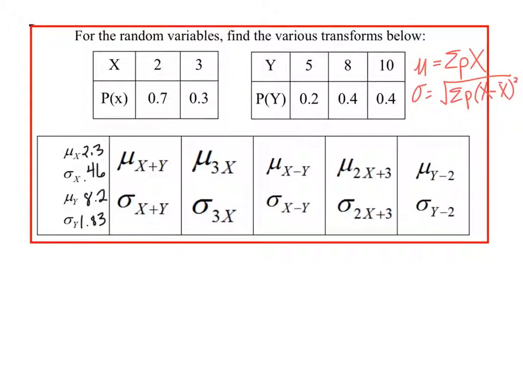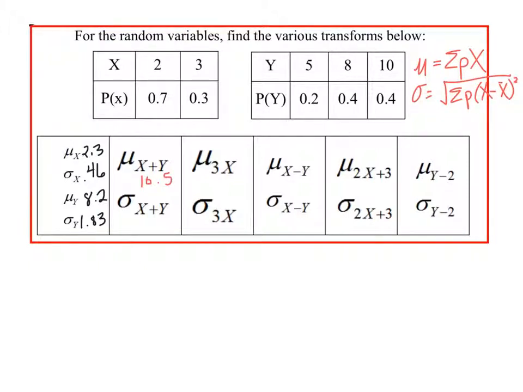Okay, so you can see I've filled those values in using the formulas, and now I'm going to start going across here. Now, the expected value of x plus y. The nice thing about adding these things is, of course, you just do with the expected value exactly what you would want to do, which is just add the two expected values. 2.3 plus 8.2 is 10.5.